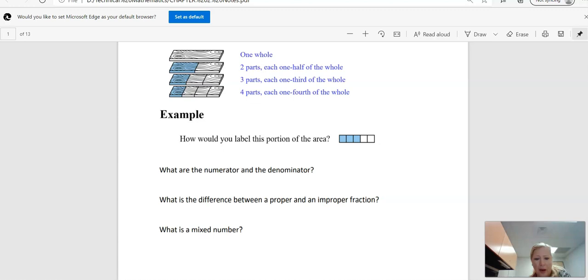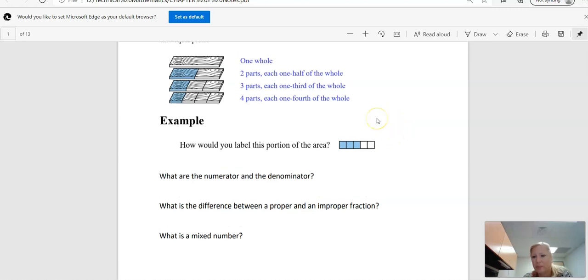Here's an example. How would you label this portion of the area? You can see the part that's blue. It looks like it takes up 3 spaces. The part that is white takes up 2 spaces, and if we talk about the whole thing, we've got 5 spaces. So we're really just going to focus on the part that's blue right now.